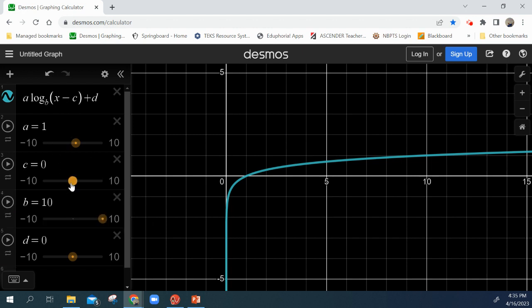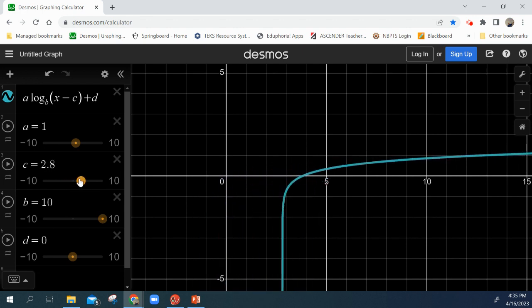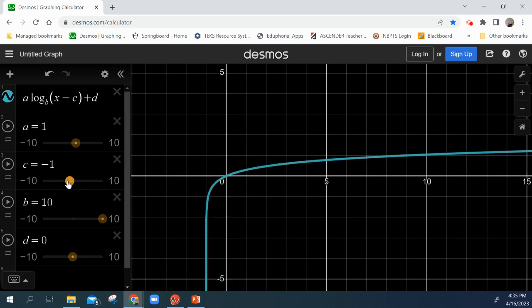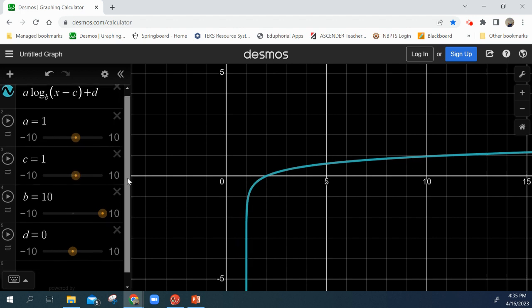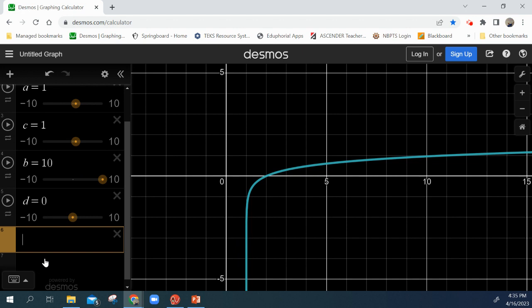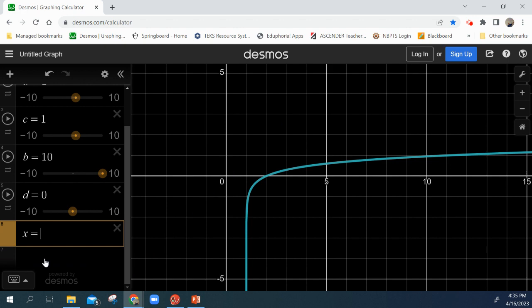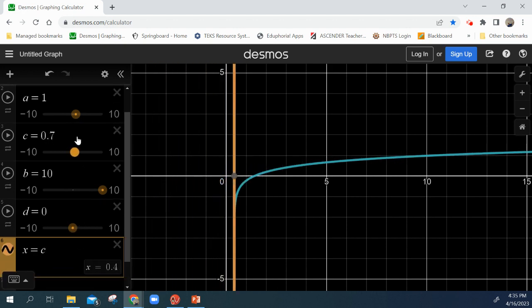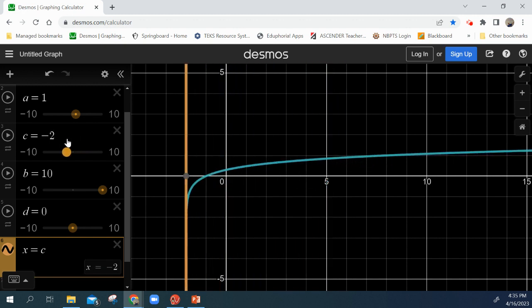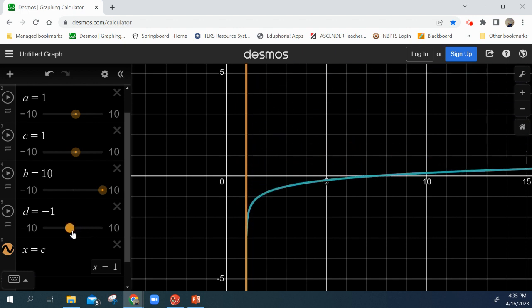Okay, so let's talk about C. What does C do? That shifts us right or left, which means our vertical asymptote is now shifting right or left. So if I come down here and say y equals c, that's not what I meant, x equals c. As I move this, we see our vertical asymptote is shifting right along with us. And then of course D makes us just move up or down.